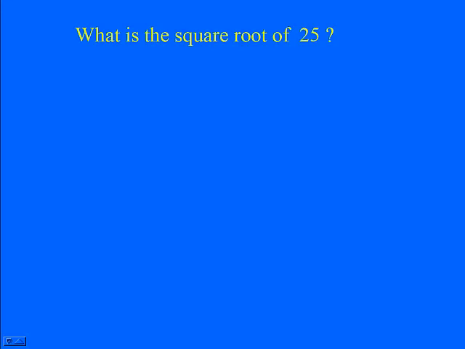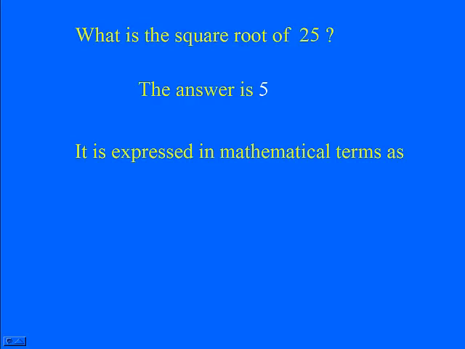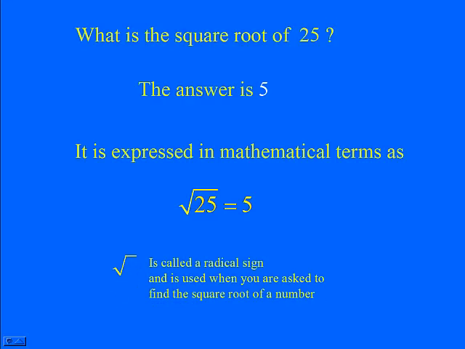What would the square root of 25 be? The answer is 5. We know this because 5 times 5 is 25. It is expressed in mathematical terms as follows. The square root of 25 equals 5. That funny symbol in front of 25 is called a radical sign and is used when you are asked to find the square root of a number.